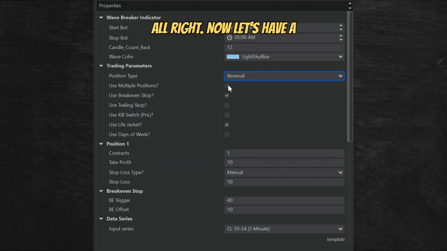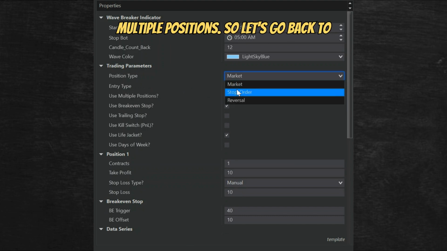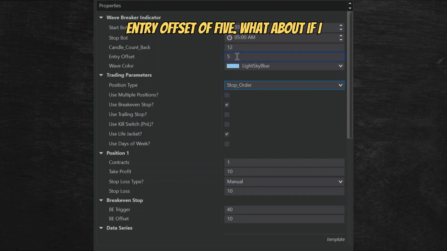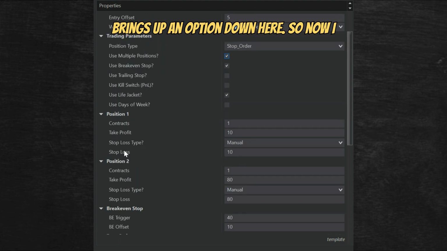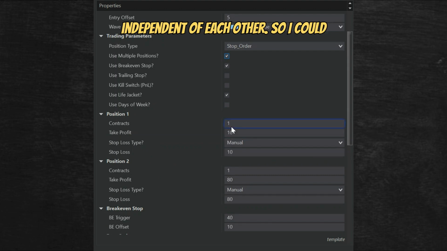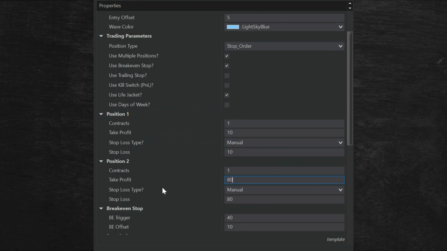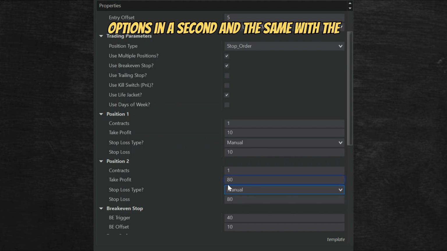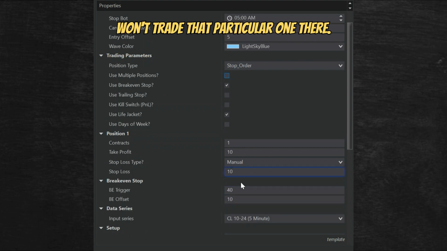Now let's have a look at using multiple positions. So let's go back to our stop order. We've got an entry offset of 5. What if I wanted to add some multiple positions? I tick this here, and it brings up an option down here. Now I can have my first position and my second position, and both of these are independent of each other. So I could take a take profit of 10 ticks for my first position and maybe an 80 tick take profit for my second position. I'll show you the other options in a second, and it's the same with the stop loss. They're independent. If I untick it, it's going to remove it and it won't trade that particular one.